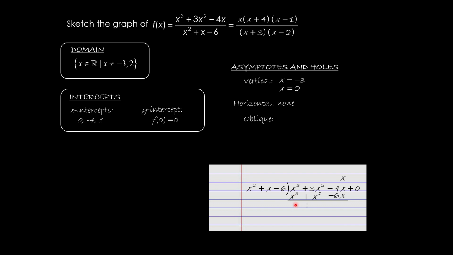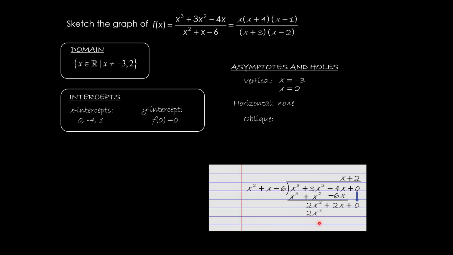x cubed minus x cubed is 0. 3x squared minus x squared is 2x squared. Negative 4x minus negative 6x is 2x. And we'll bring down that 0 term and write it at the end here. And we'll repeat the process. Let's divide again. We'll do 2x squared divided by 1x squared, which just gives us 2. So we'll write plus 2 up here in our quotient. And we'll multiply that result by the entire divisor.